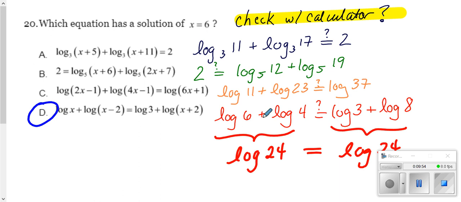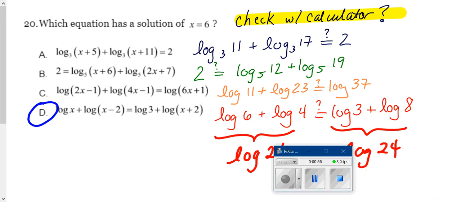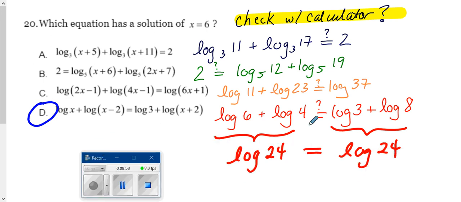I know that when I am adding, that is adding with logs. That's the same as multiplying. So the left side here is log of 24, as is the right side. So that's your answer. Okay, I would just check that. Check that with your calculator, or check it with, like how I wrote it out. I didn't actually use my calculator. I just wrote it out until I found something that I knew to be true.